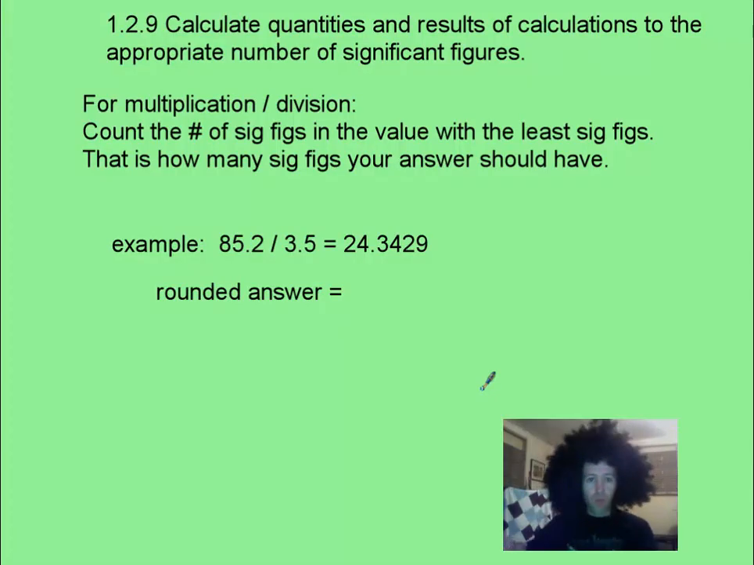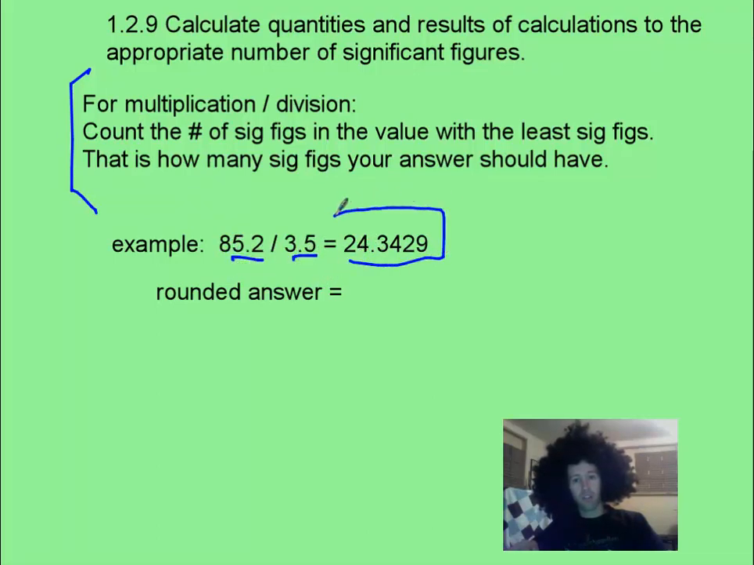When you do a calculation with multiplication or division, you have to know how many significant figures are going to be in your answer, which is really easy with multiplication and division. Here's the rule right here. And then if we take this number and divide it by this number here, the calculator spits out this. See if you can figure out, pause it, what the actual correct rounded number would be.